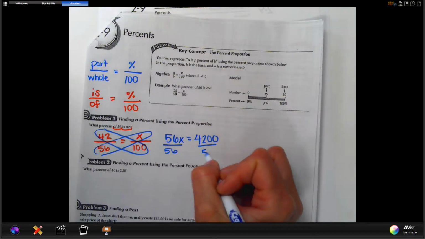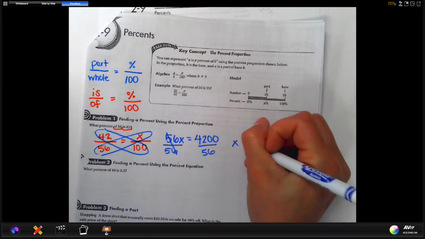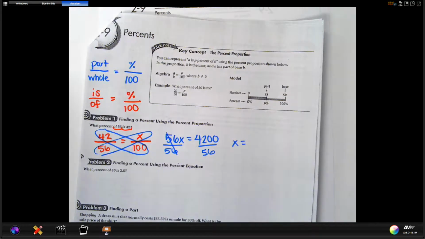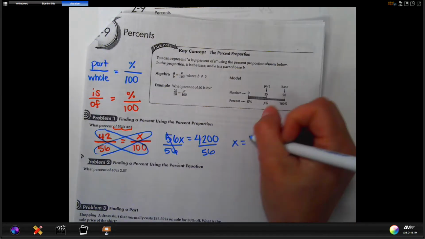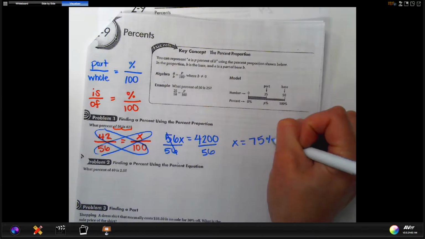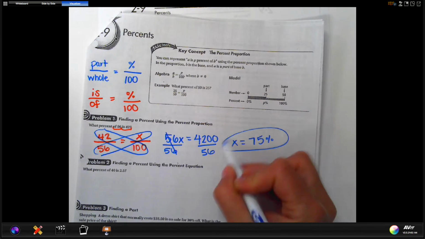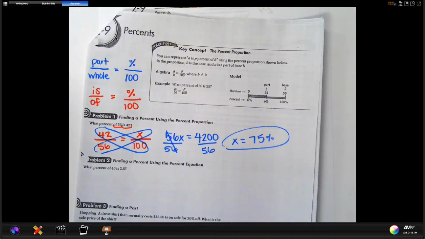Okay, and so if we do that, x equals 4,200 divided by 56 equals how much? Go ahead, Xavier. 75. 75. And this answer, since it was the percentage, is 75%. So what that's telling you is 42 is 75% of 56, right? If you got a 42 out of 56 on a test, you would get a 75%. That's what that means. Okay, now they will switch this around a little bit, okay?